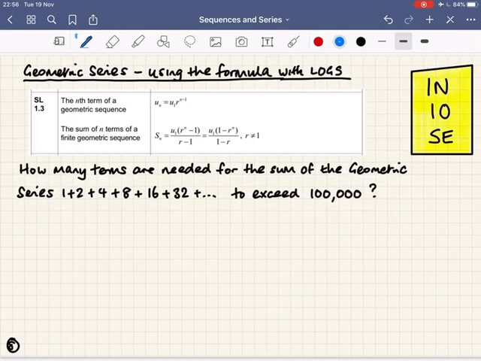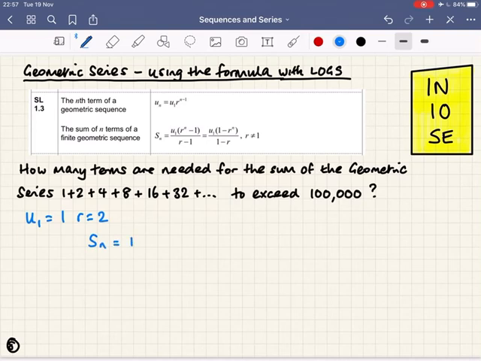Last is just to show you that our favourite solving method when working with exponentials, i.e. logs, is also useful when we're working with geometric series. So this time we're told how many terms are needed, in other words n, for the sum of a geometric series 1, 2, 4, 8, 16, one that we saw earlier, plus 32, etc., to exceed 100,000. So we've got, again, information that we know. U1 is equal to 1 and the common ratio equals 2.